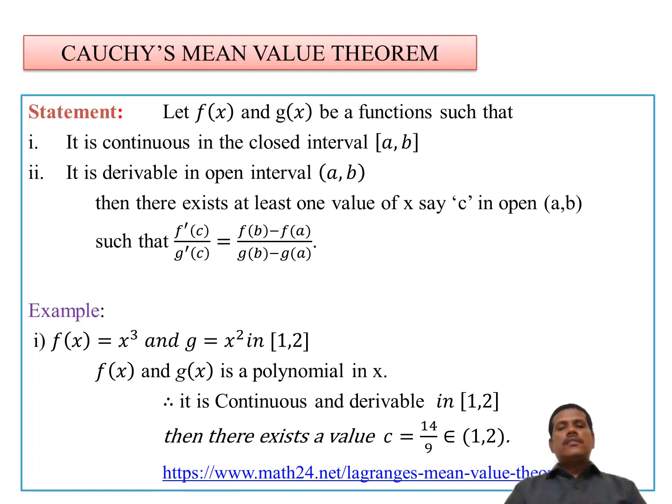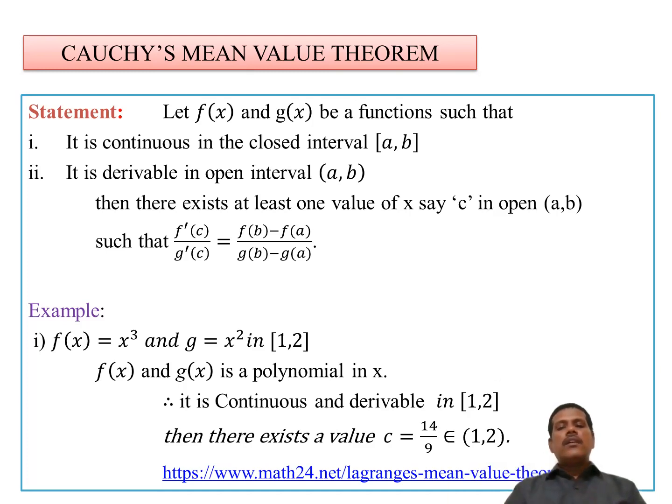The next theorem is Cauchy's mean value theorem. It states that let f of x and g of x be two functions such that they are continuous in the closed interval a comma b and differentiable in the open interval a comma b. Then there exists at least one value of x, say c, that belongs to the open interval a comma b, such that f dash of c by g dash of c, where g dash of c is not equal to 0 in this case. So this theorem is applicable only for g dash of x not equal to 0. So f dash of c by g dash of c equals f of b minus f of a by g of b minus g of a.